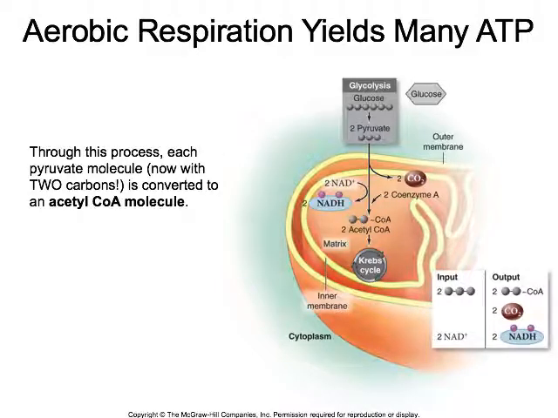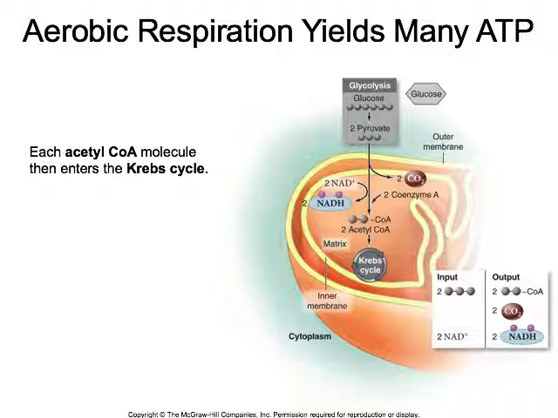Through this process, each pyruvate molecule, now with only 2 carbons, is converted to an intermediate form called acetyl CoA. CoA means coenzyme A, and this preps the pyruvate to get it ready for the actual citric acid cycle. Acetyl CoA has 2 carbons because 1 carbon from the original pyruvate left the organelle as carbon dioxide gas.